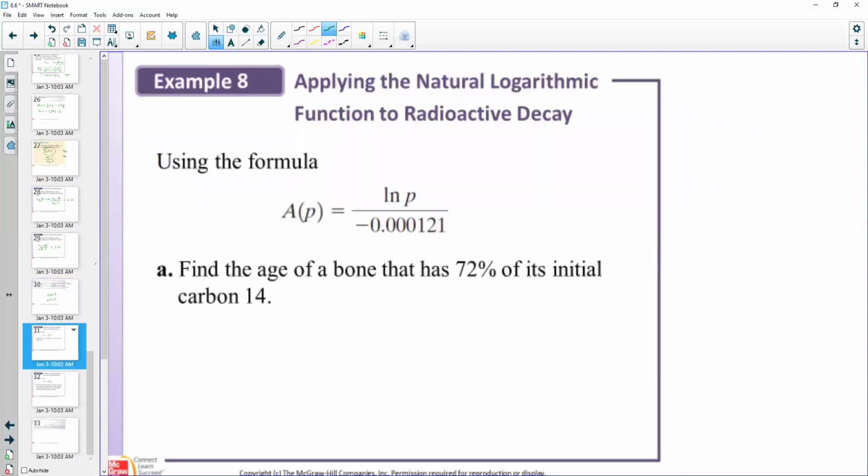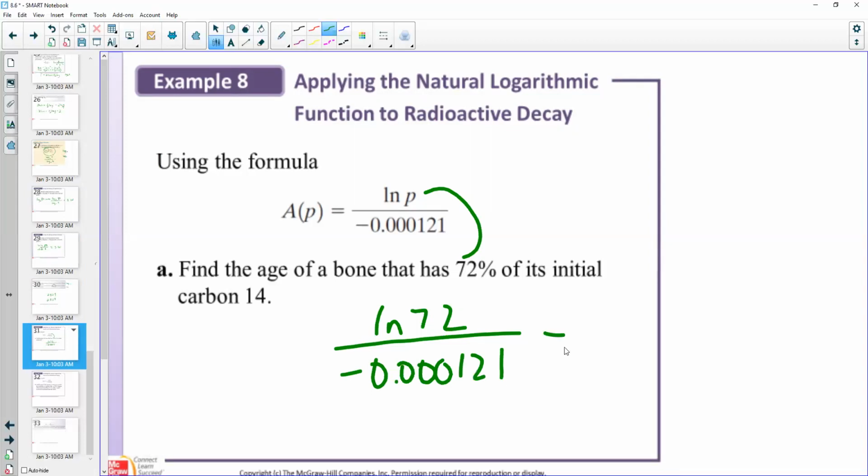Okay, so the last thing here after change of base is just an application. So we have this formula, A of P equals ln of P divided by that little tiny negative number. Find the age of bone that has 72% of its initial carbon. P is a percent when you see that letter P like that. So I'm just going to put 72 in there. So I'm going to do ln of 72 divided by negative 0.000121. Calculate. Okay. We're going to get something like 2,715 years.